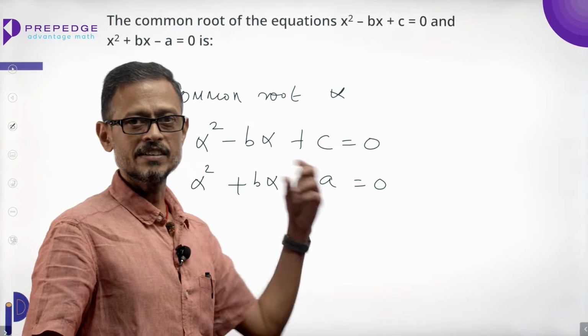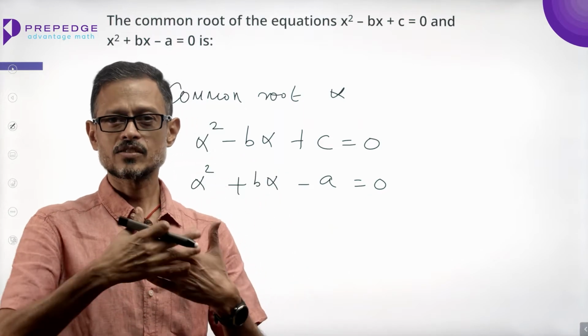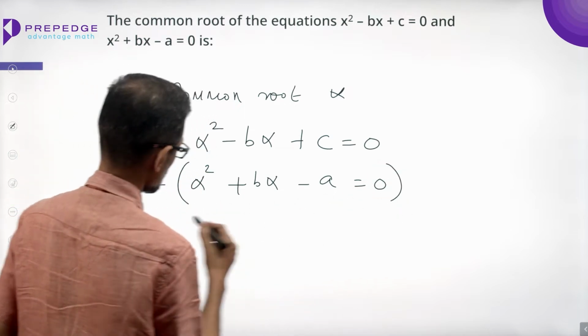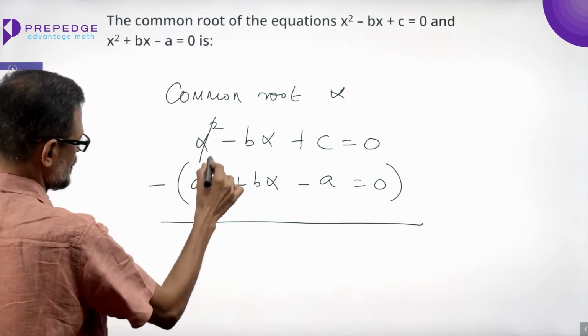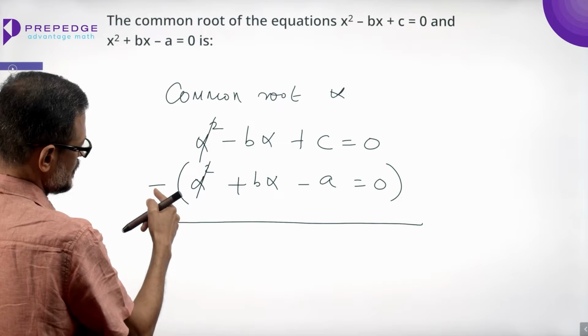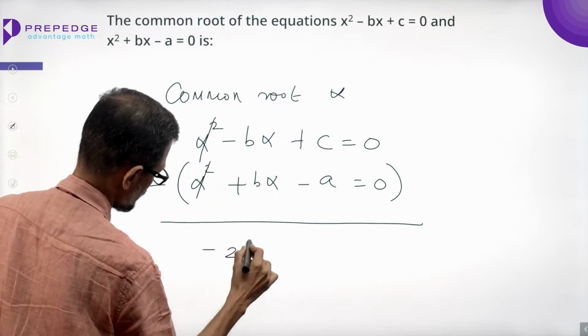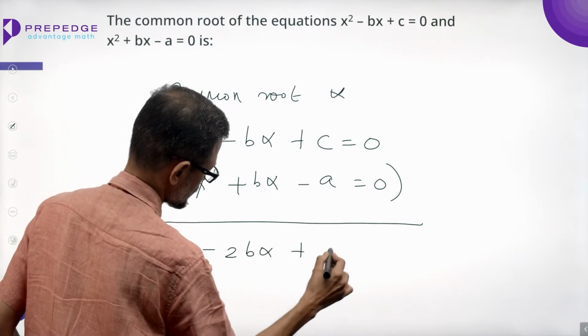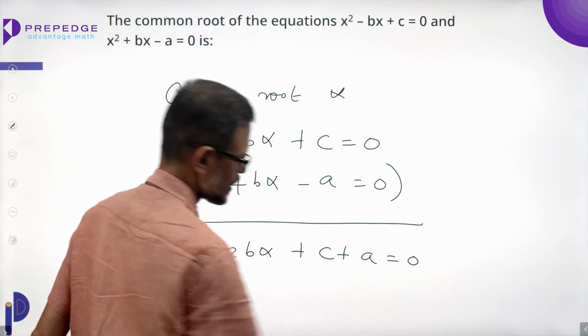ரெண்டுக்குமே, these two equations are equations in alpha. So let's solve these two equations by subtracting one from the other. So இந்த equation இதில் இருந்து subtract பண்ணோம்னா alpha square will get cancelled with alpha square, minus b alpha will leave us with minus 2b alpha. c minus of minus a will leave us with c plus a. This is equal to 0.